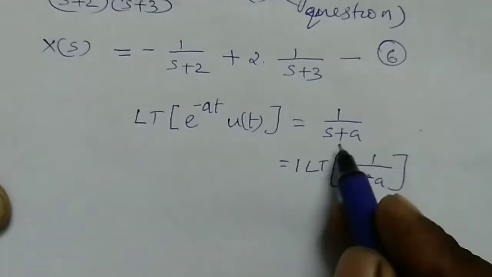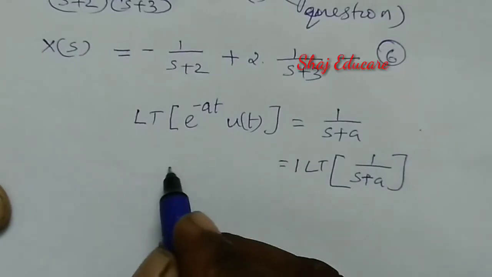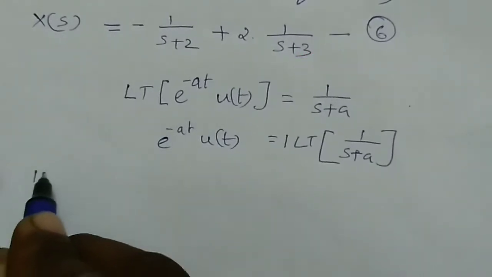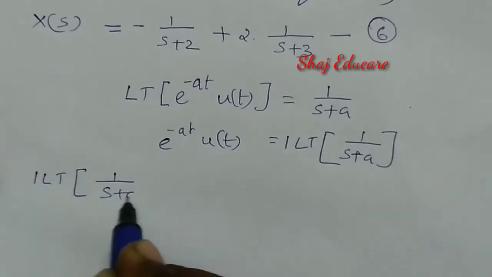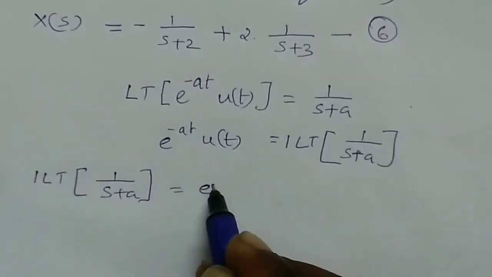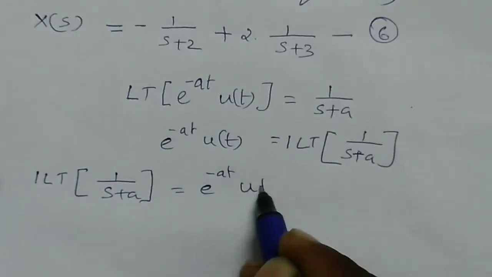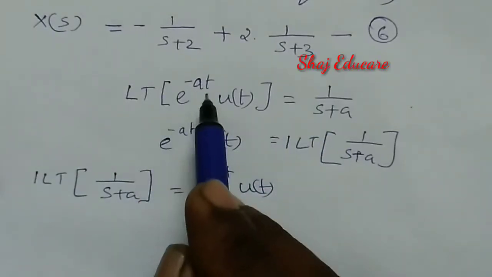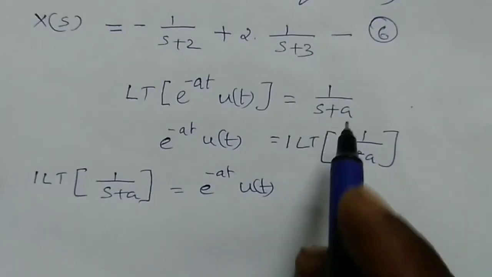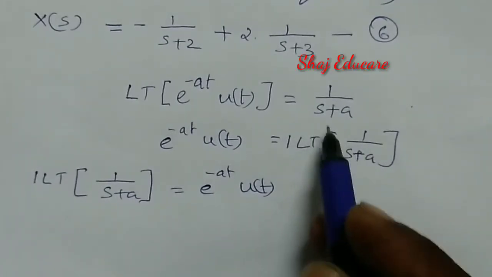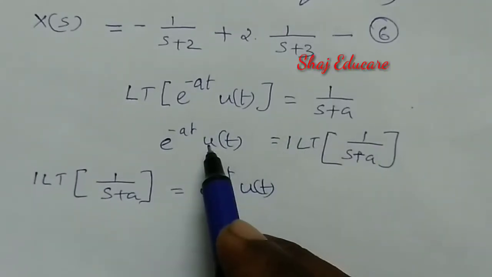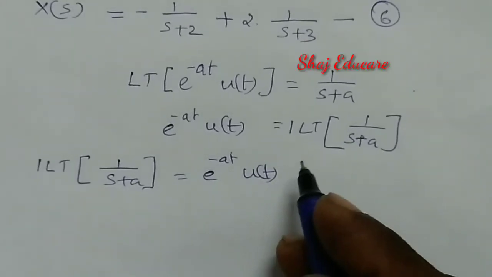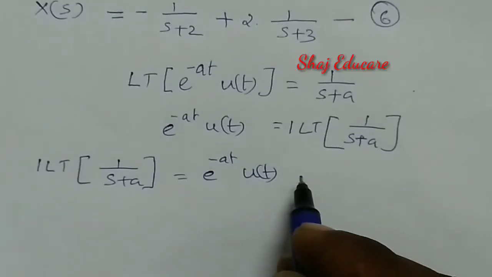Conversely, you can say that the inverse Laplace transform of this one should be equal to e raised to minus a t u of t. Okay, all of you agreed. That means the inverse Laplace transform of 1 by s plus a is equal to e raised to minus a t u of t. This is the converse statement of this result. If the Laplace transform of e raised to minus a t u of t is equal to 1 by s plus a, then definitely if we take the inverse transform of this one, we will be getting this one. So let us consider this as a formula.